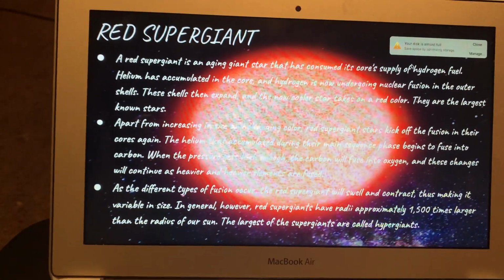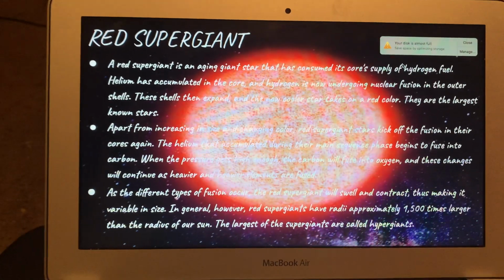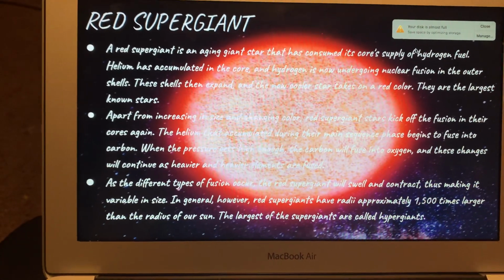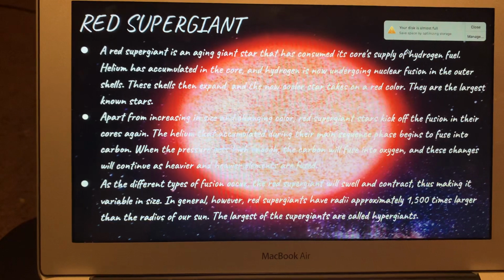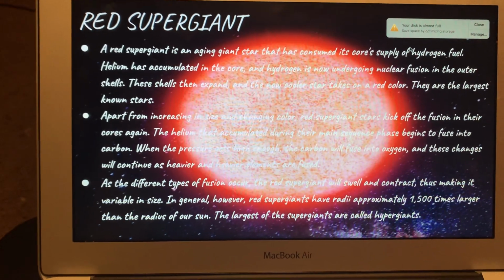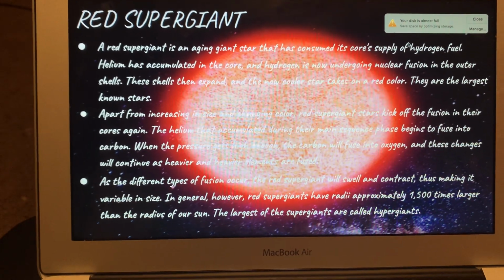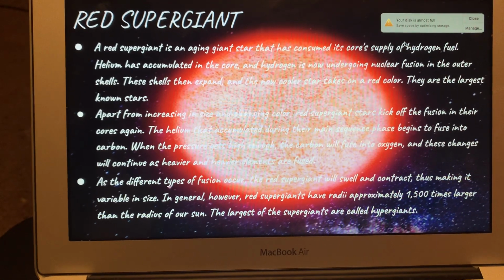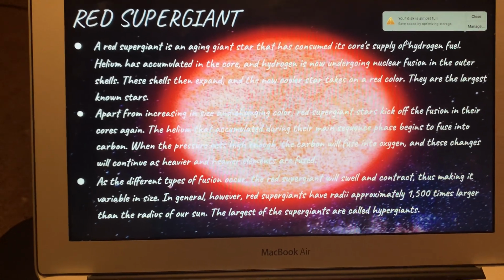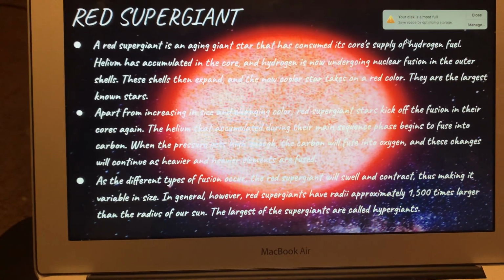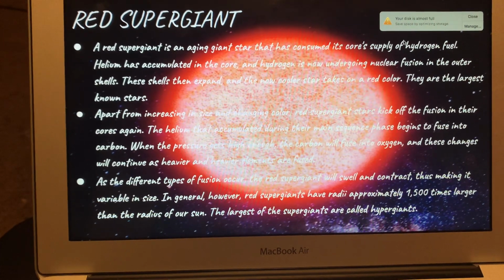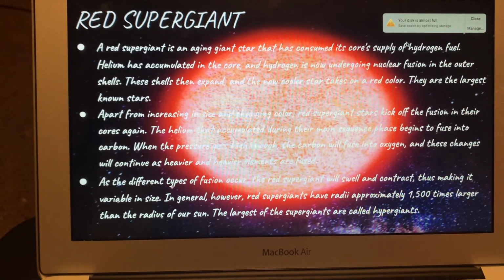The red supergiant is what's next. A red supergiant is an aging giant star that has consumed its core supply of hydrogen fuel. Helium has accumulated in the core, and hydrogen is now undergoing nuclear fusion in the outer shells. These shells expand, and the star takes on a red color. They are the largest known stars.